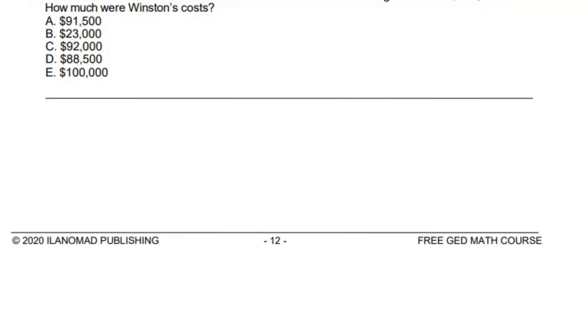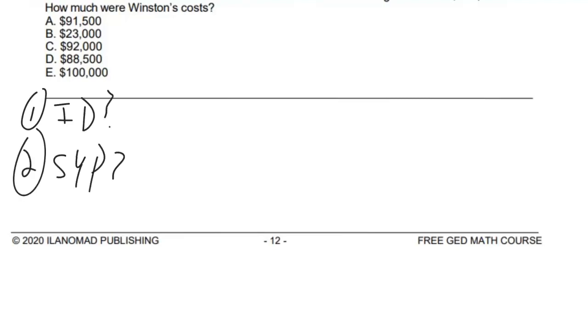Okay, so in this case, what we're going to be looking at is the skill of multiplying fractions. And so, of course, we're going to follow our same two-step method. So step 1, identifying the question, and then step 2, stating your path. So the question here is, how much were Winston's costs?